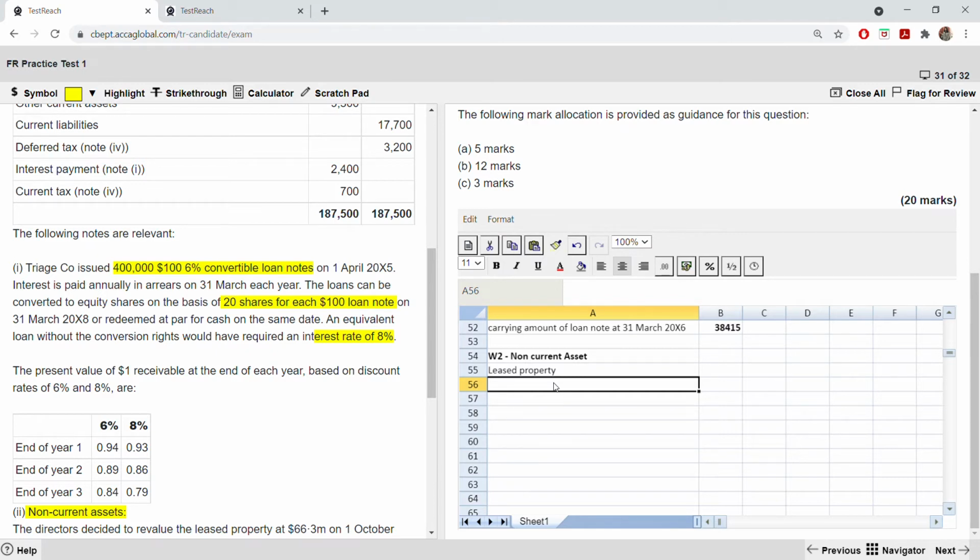Why do you need to know the gain on the revaluation? Remember, retained earnings, it will be there in the revaluation surplus. So you need to know the gain on the revaluation and the carrying amount of the lease property. Why? Because you need to depreciate. Carrying amount of lease property will also go to the balance sheet.